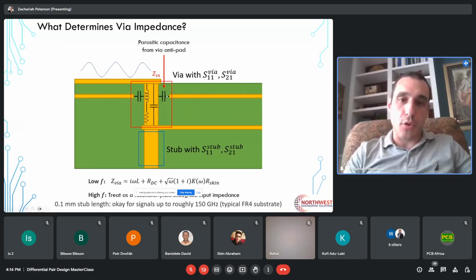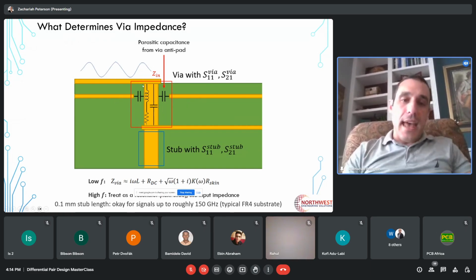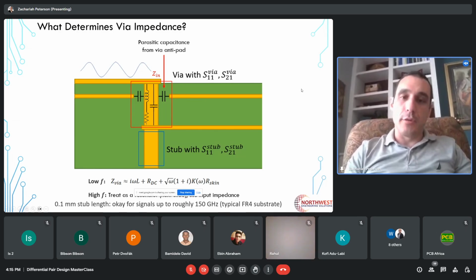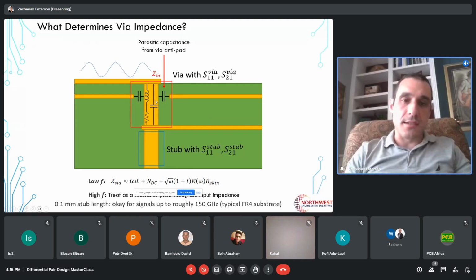here with these horizontal capacitors, and that's formed by the antipad. Then via impedance is also determined by its self-capacitance between the pads on the top and bottom layer, and then the via barrel has some inductance. And then, of course, there's a resistance here because the via is a conductor, and that conductor has non-zero resistivity, so there is some resistance along the length of this barrel. And then the stub can create deviations in the input impedance.